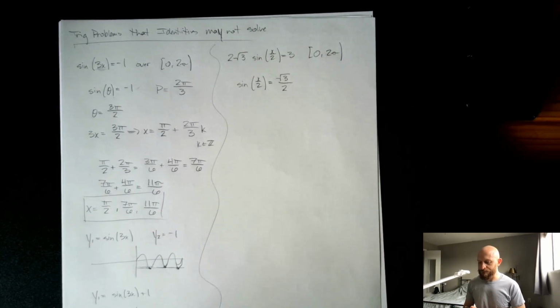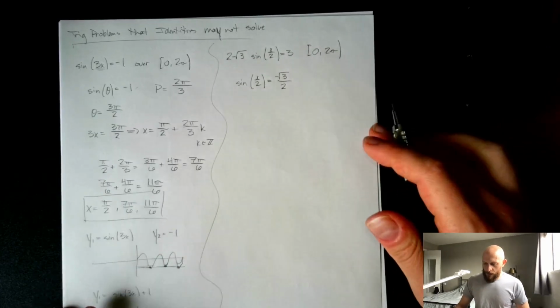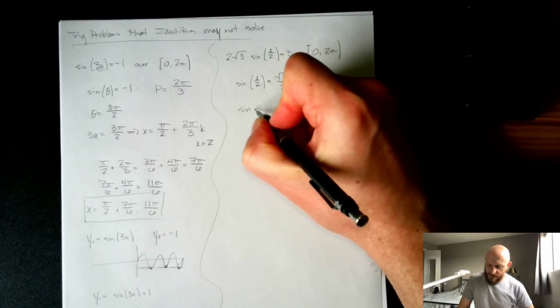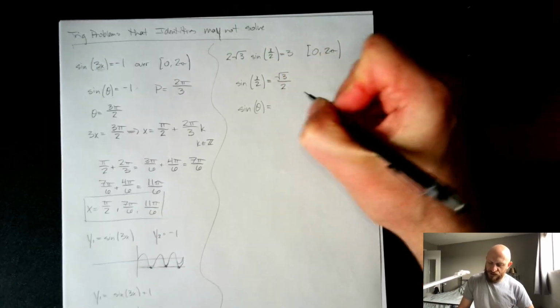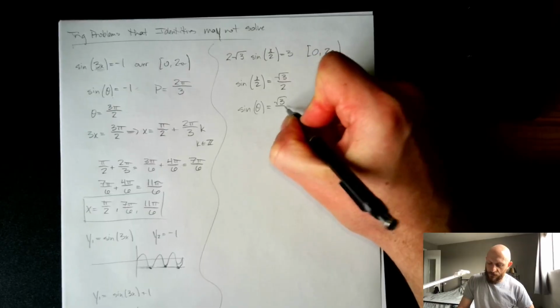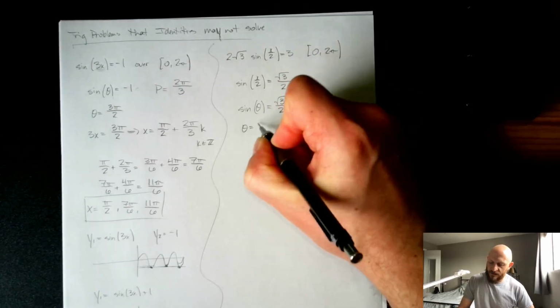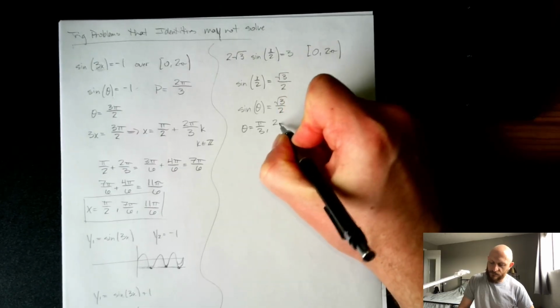All right. Well, same idea. First, solve the simpler question, where does sine of theta equal root 3 over 2? Well, of course, that's at theta equals pi over 3 and 2 pi over 3.